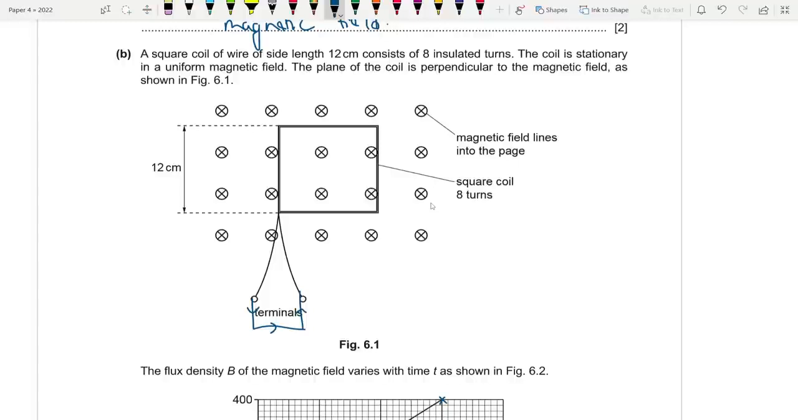So what if current flows? Basically, when current flows, you know that the coil has resistance, right? So the work will be done against the resistance of the coil. As a result, the temperature of the coil will rise. So that's what we're going to see. So that is one way of answering it, or you could opt for this.